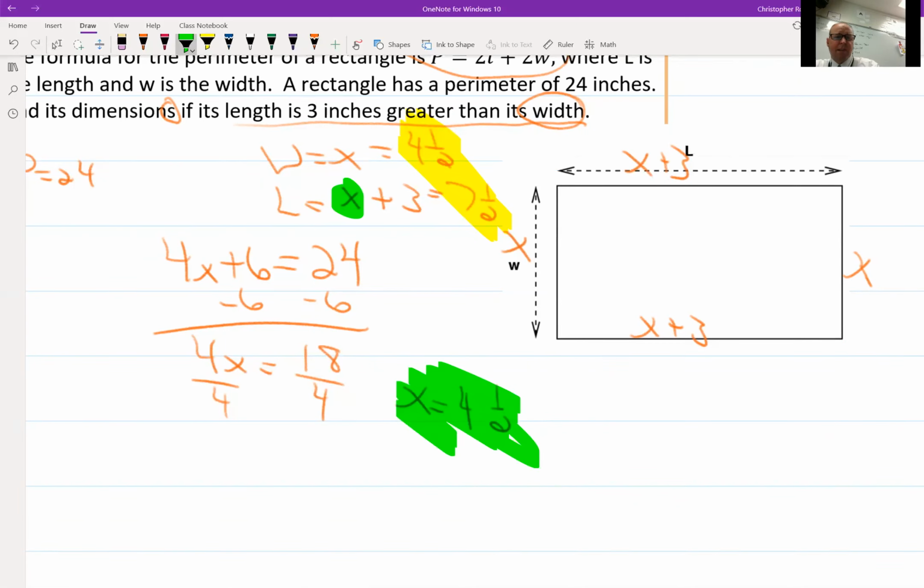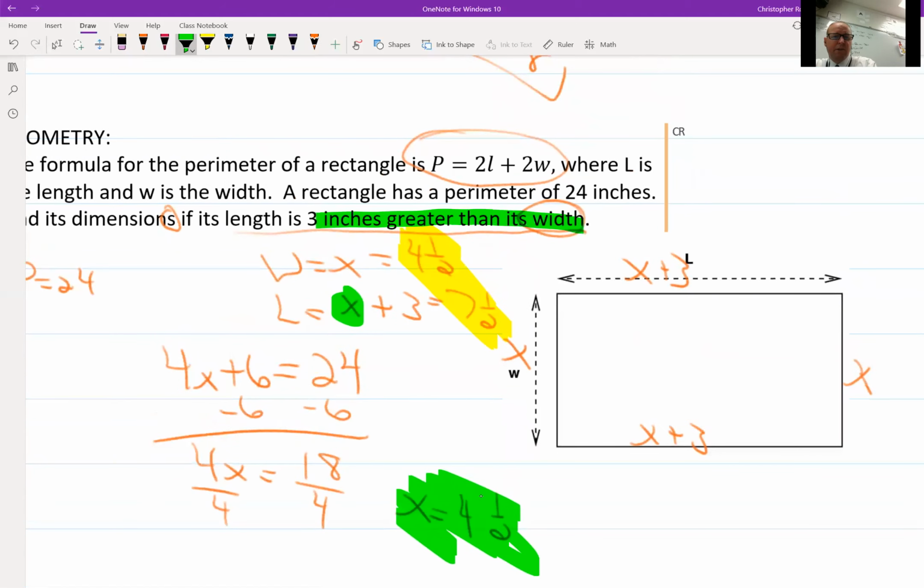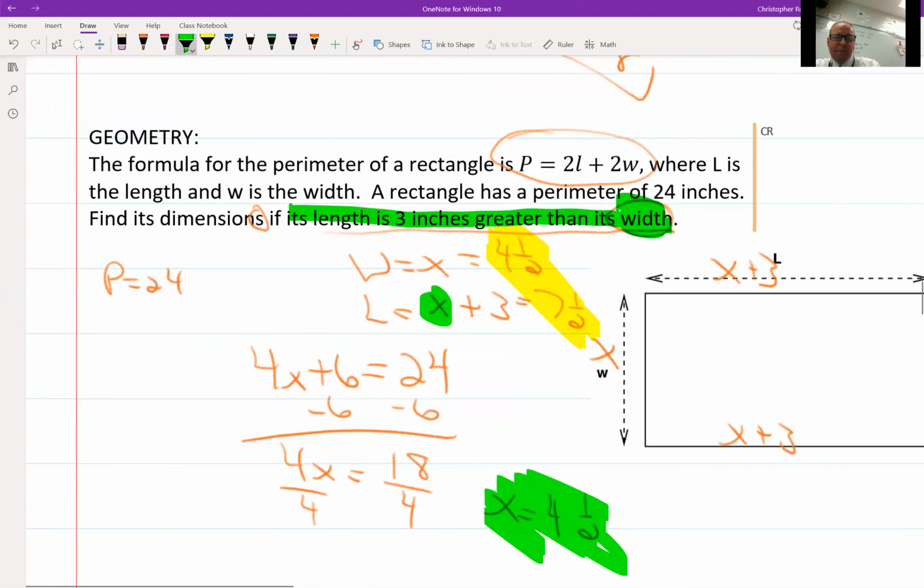All right, but most important is that comparison sentence right here that we started with. Okay, we're going to start on the end. That's x, 3 inches greater. That's x plus 3.